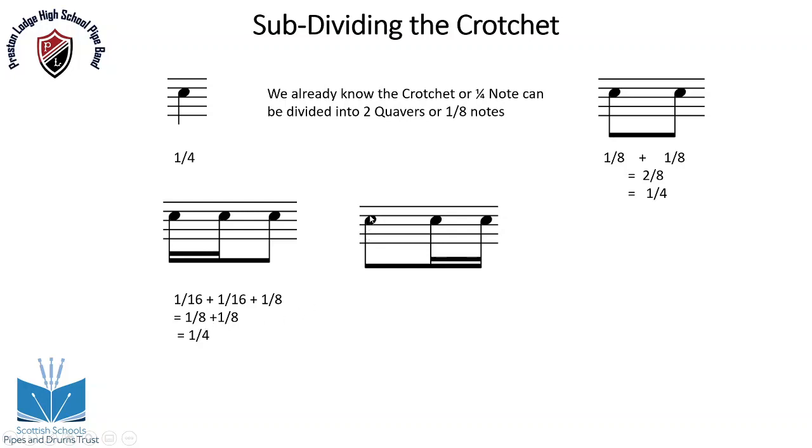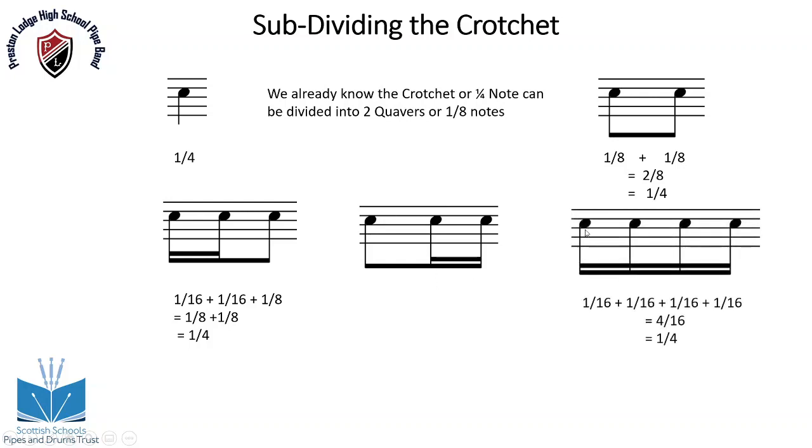Okay, this is showing us what it looks like the other way around. Alright, you could have a quaver and 2 semiquavers. Okay, and then you can have 4 semiquavers. 1, 2, 3, 4. You've got 4 of them. Add them all together, you get a crotchet.